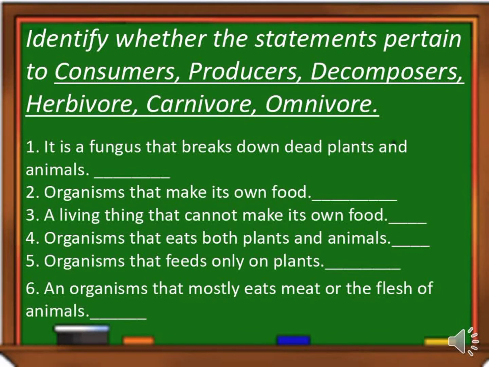Okay, let's check if your answers are correct. Number 1, the answer is decomposers. Second, the answer is producers. Third, the answer is consumer. Fourth, the answer is omnivore. 5, the answer is herbivore. And number 6, the answer is carnivore.